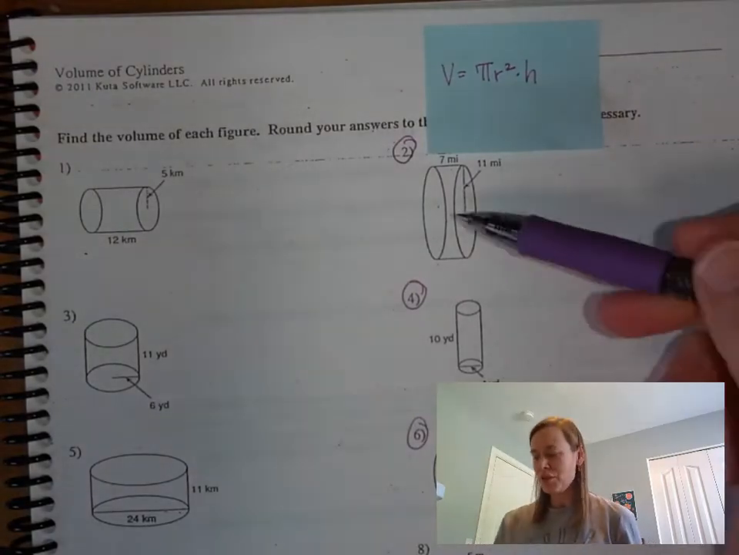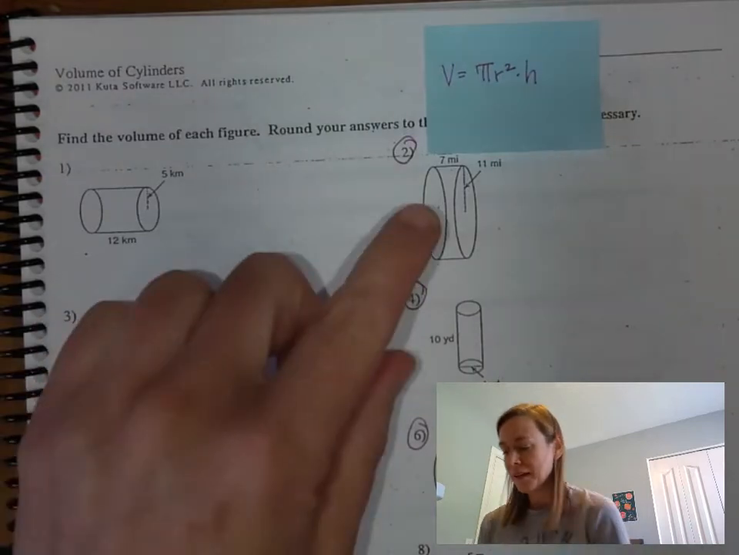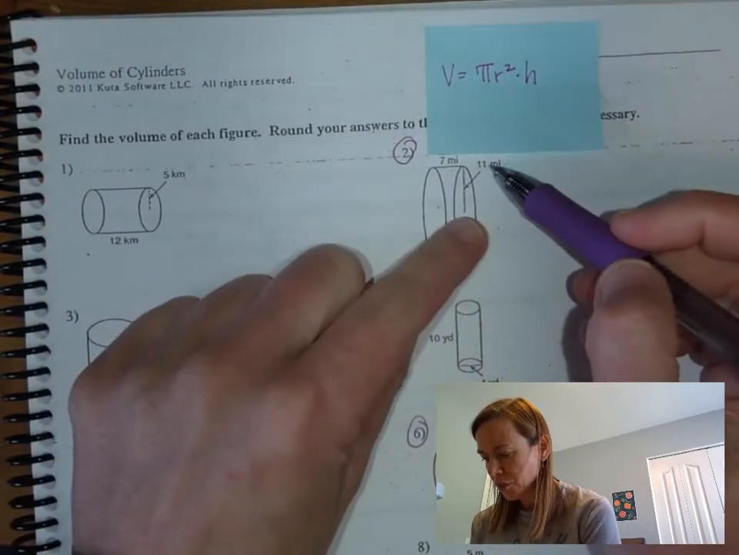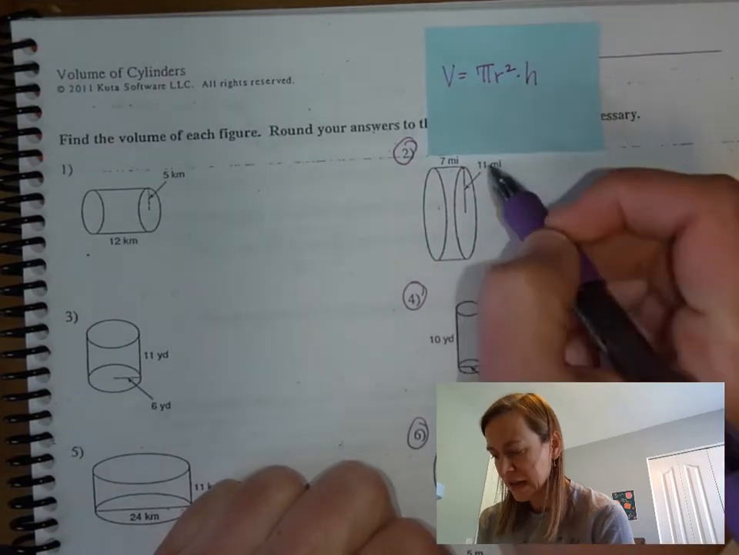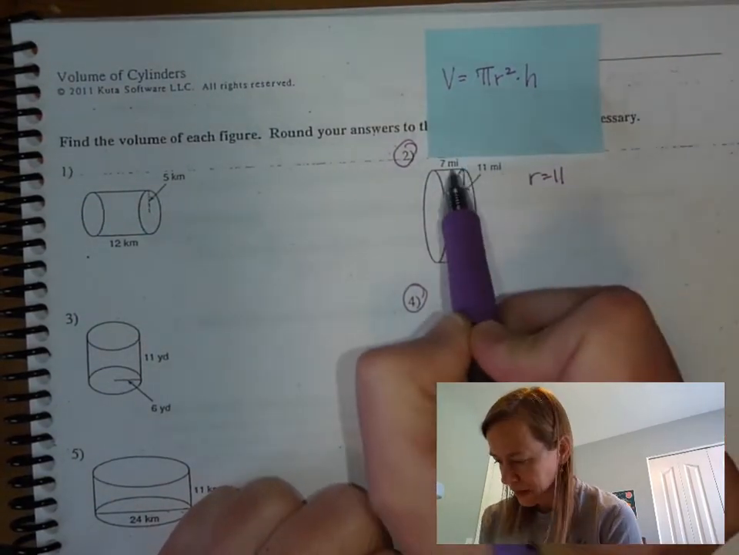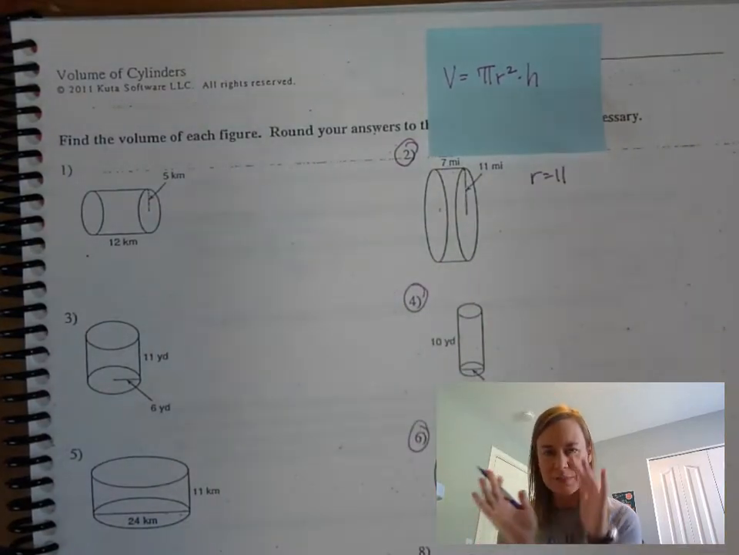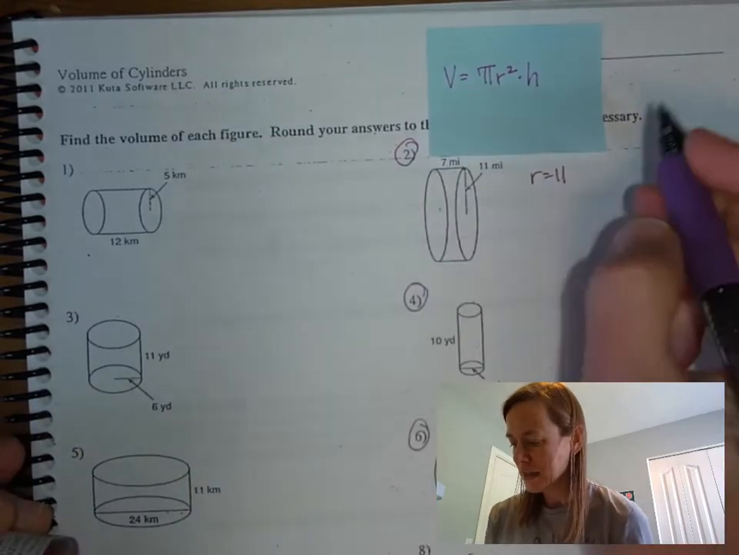Let's look at number 2, 4, and 6 as an example, and then I'll do one word problem with you as well. So in number 2, we have a radius of, let's see, it goes from the middle out to the side of the circle here. So the radius is going to be 11. What is the height going to be? It's going to be this way. I know it goes sideways. That's because the cylinder is turned on its side, kind of like this. So the height is going to be the 7.